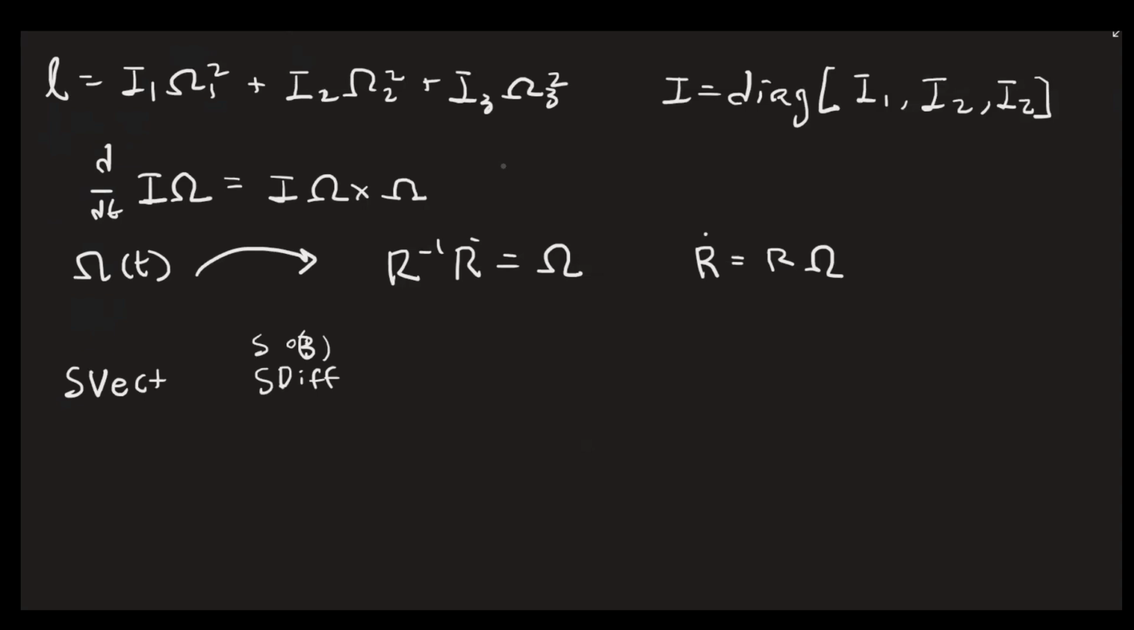Other examples are the KdV equation, which is a PDE that describes shallow waves in one dimension, and the Lagrange top, which is a rigid body that is now acted upon by gravity. There are many other examples, but in the next video, I'm going to talk about the Hamiltonian side of this picture.